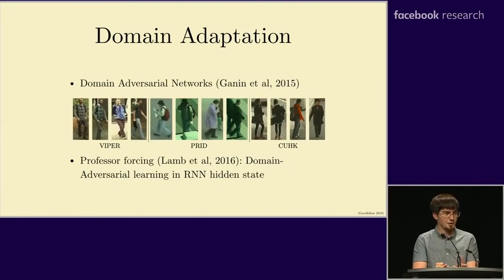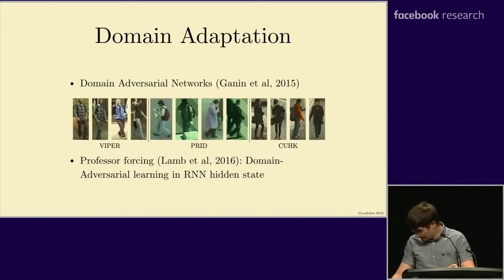Professor forcing is an idea that essentially applies the domain adversarial network idea to recurrent nets, where one domain is the recurrent net clamped to real data, and the other domain is the recurrent net in free running mode. We use an adversarial critic to make sure that the statistics of the recurrent net's hidden units are the same, whether it's run on real data or run in free sampling mode.